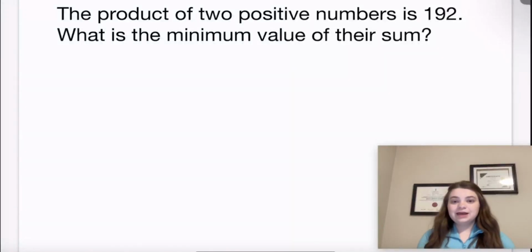Welcome back. Today we're going to be doing another optimization problem where we talk about the product and the sum. The product of two positive numbers is 192. What is the minimum value of their sum?